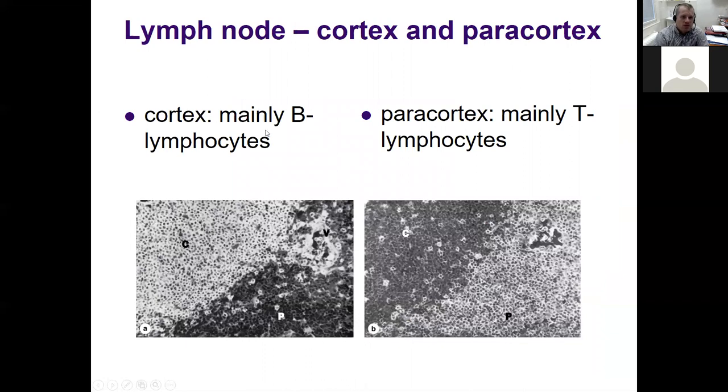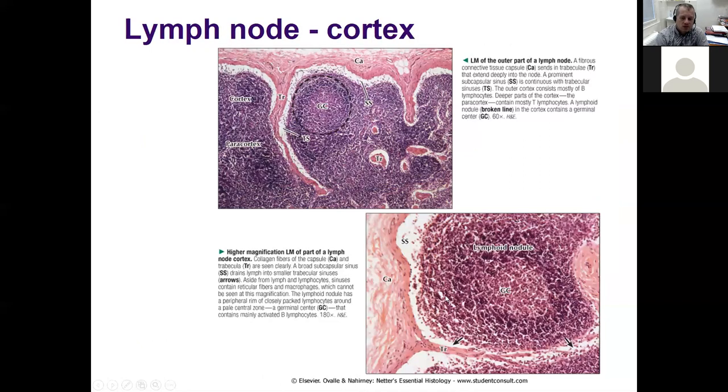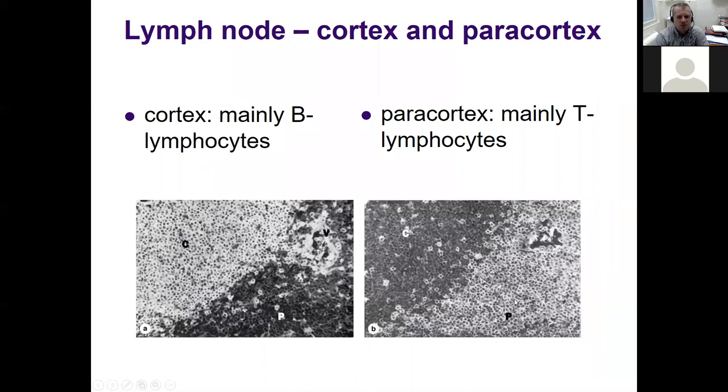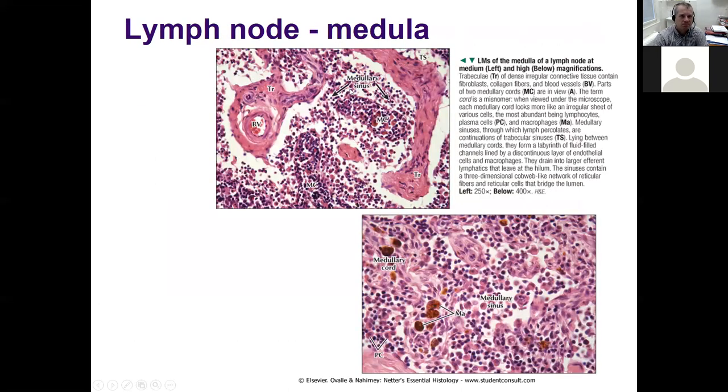The cortex is populated mainly by B lymphocytes, the paracortex mainly by T lymphocytes. Well, in overall stains, all look the same. So if you need to distinguish B from T lymphocytes, and it really matters, for example, in diagnostics of lymphomas, of tumors of lymphoid tissue, you need to apply immunohistochemistry that targets the diverse antigens on the surface of these cells. Otherwise, in hematoxylin, they look the same.